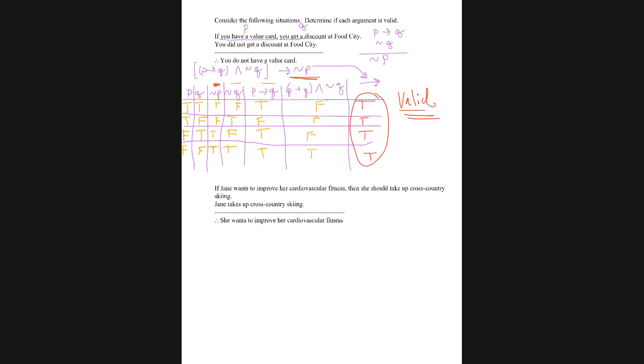Let's look at another one. So this one says that Jane wants to improve her cardiovascular fitness. Okay, so let's take a look here. If Jane wants to improve her cardiovascular fitness, let's call that P, then she should take up cross-country skiing. So if she takes up cross-country skiing, that's Q.